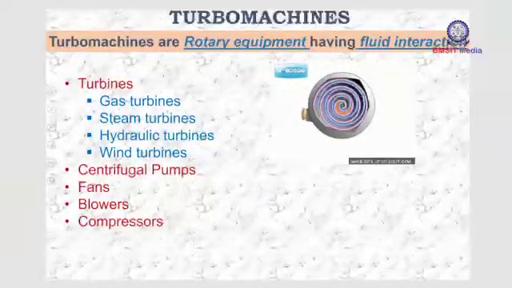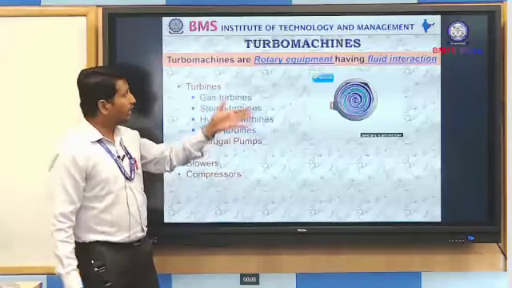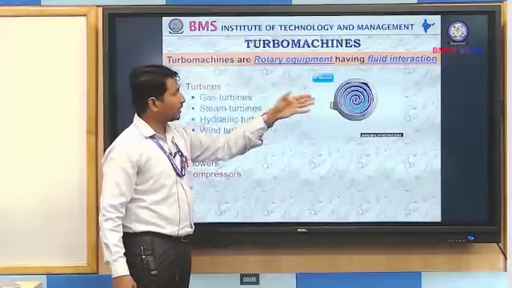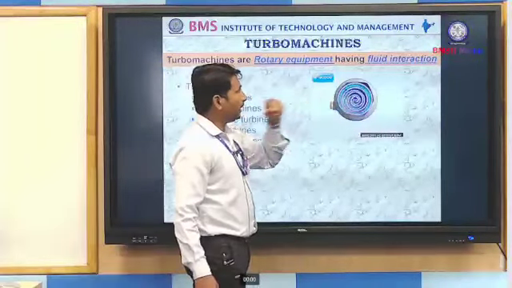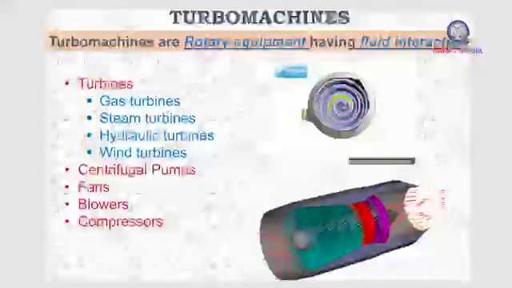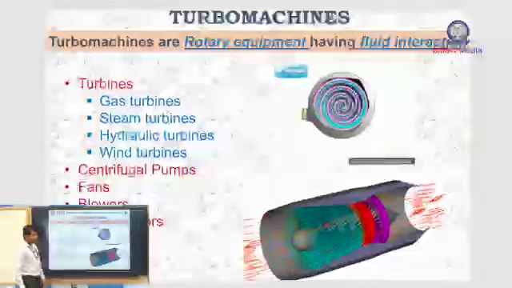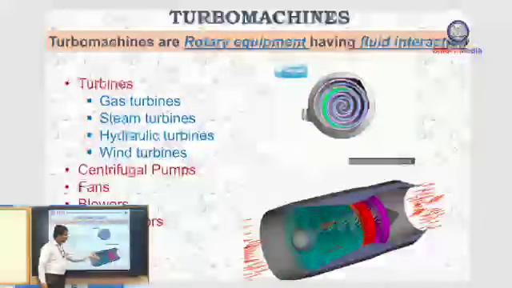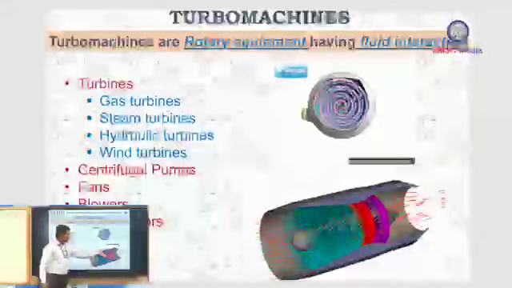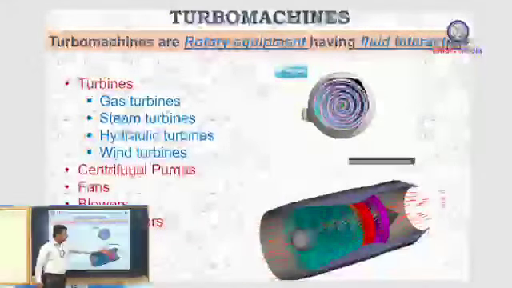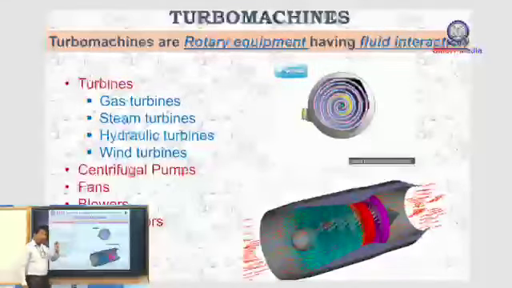Next, the compressor. The compressor is also called a turbo machine, because the fluid is the working medium, air is the working fluid here, and it is a rotating equipment. So this is also called a turbo machine. This is also a jet engine, and the jet engine propels because the air which enters here gets compressed and burned, and then the energy is enhanced. Because of that, it passes through the turbine and the exhaust takes place. So this is also considered a turbo machine.